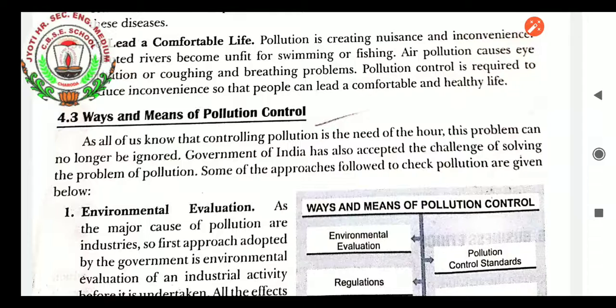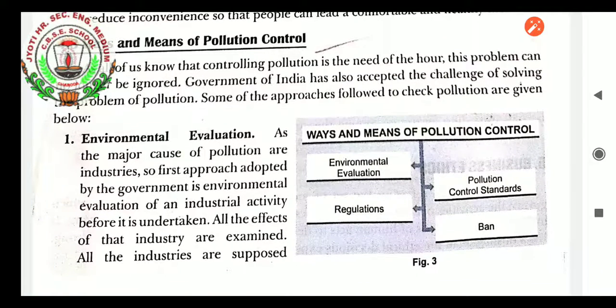As all of us know, controlling pollution is the need of the hour. The problem can no longer be ignored. The Government of India has also accepted the challenge of solving the problems of pollution. Some of the approaches followed to check pollution are given below. Very first, student, environmental evaluation. How can the government make a check? It has to evaluate each and every industry, how much pollution they are creating. The major cause of pollution is industries. So the first approach adopted by the government is environmental evaluation of industrial activity before it is undertaken.